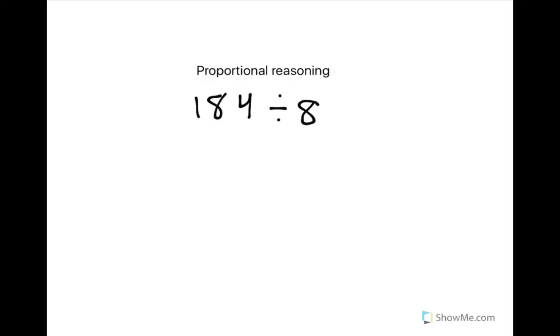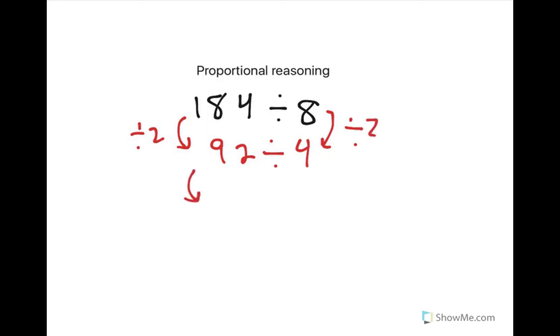Proportional reasoning, 184 divided by 8. What I'm going to try and do is turn this into a problem I can solve a little bit easier. I'm going to start by dividing both of these by 2. I know this is 92, and this is 4. And I'm going to go ahead and do that again. This is even, so I know I can divide that by 2.